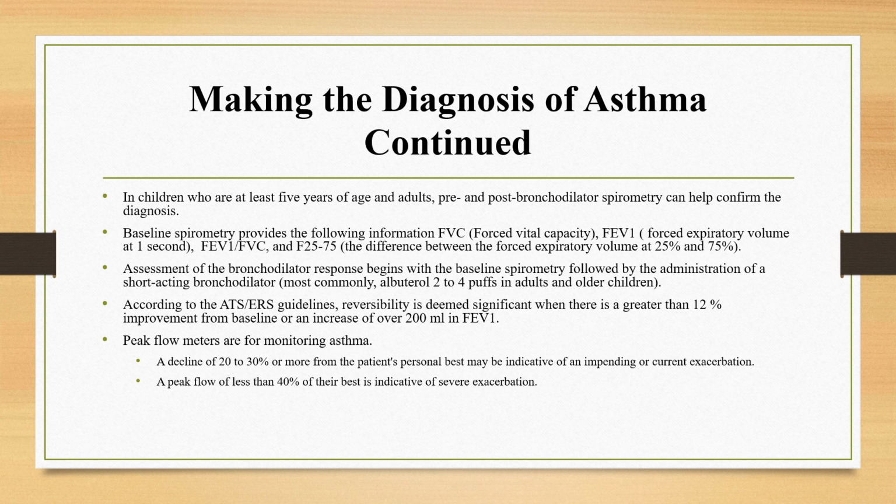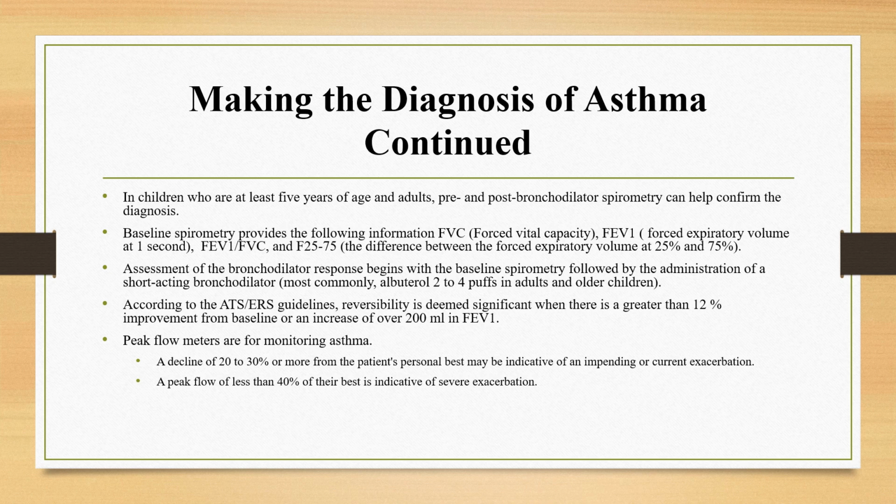Another thing you could do with this age group is that you could do a bronchodilator response study. Basically, you could do pre and post bronchodilator response. You could give them a short-acting bronchodilator such as albuterol. You could do a pre and post. According to ATS ERS guidelines, if the patient has greater than a 12% improvement at baseline or a 200 milliliter improvement in FEV1, that is indicative of a reversibility aspect, and that is a clear sign of asthma.